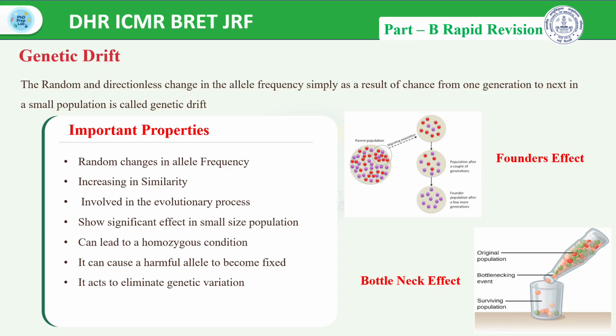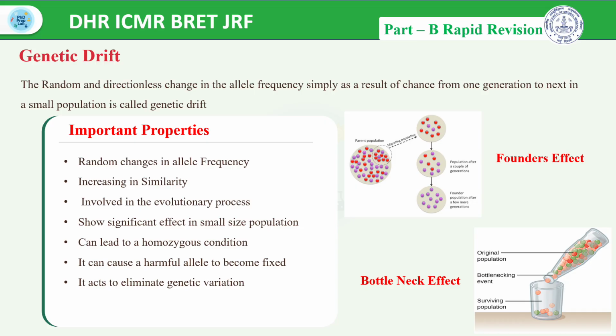Now there is bottleneck effect. This occurs when a large population is suddenly reduced in size. So what occurs in a large population and what occurs in a small population? This is a very important key point to note. So bottleneck effect will occur when the large population is suddenly reduced in size. And this occurs mainly due to events like natural disasters or catastrophes or diseases or human activities. So this point is also very, very important for bottleneck effect.